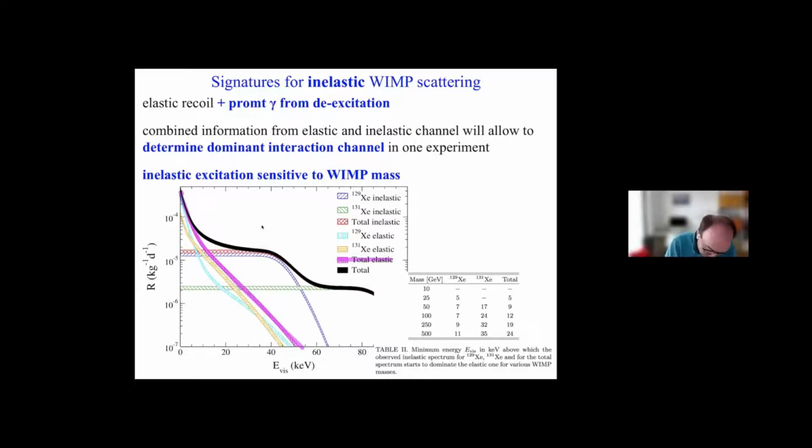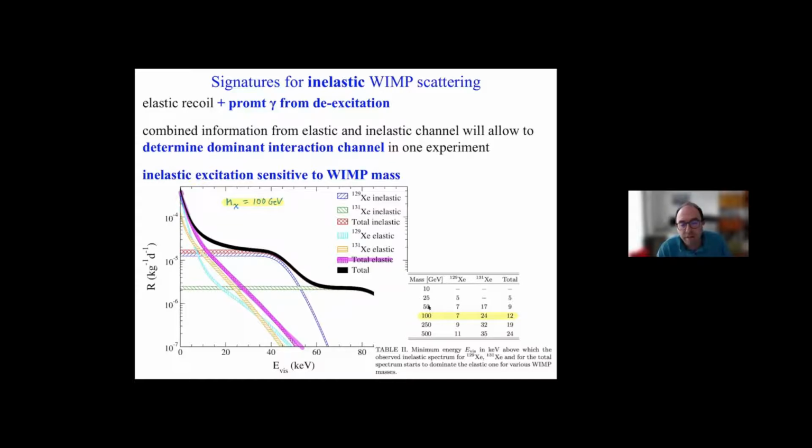This particular plot here is actually for a WIMP mass of 100 GeV. And if you just look at the kinematics, you will see that for this mass, 100 GeV WIMPs, you're able to excite both of these. Here are the thresholds where these become accessible. So you'll be able to access both the 40 and 80 keV excited states.